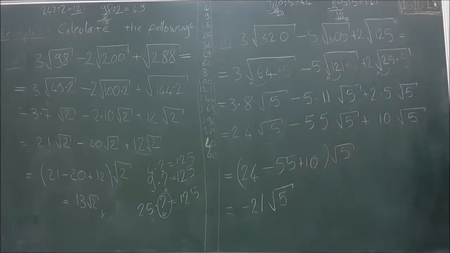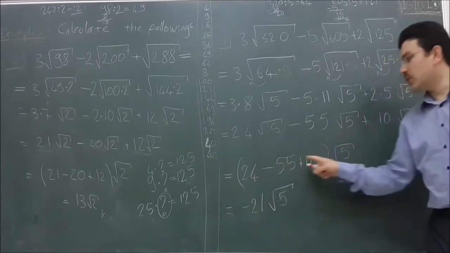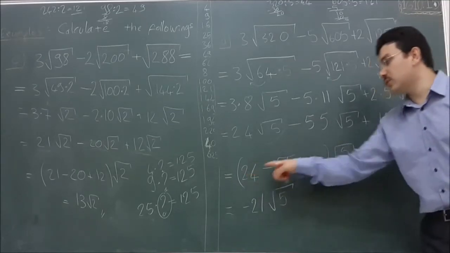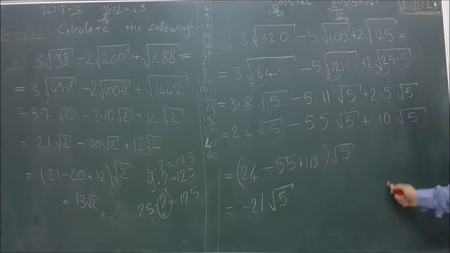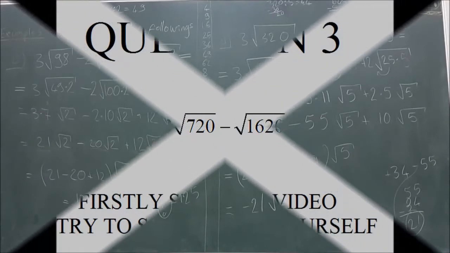So everybody, let's understand how it happens. Firstly, let's add the positives. 24 plus 10 will be 34. So we will have that 34 and minus 55. So this 34 is positive. Firstly, we take the difference of the numbers, 55 and 34. We subtract them. The difference is 21 and it must be minus 21 because of minus 55. Okay?